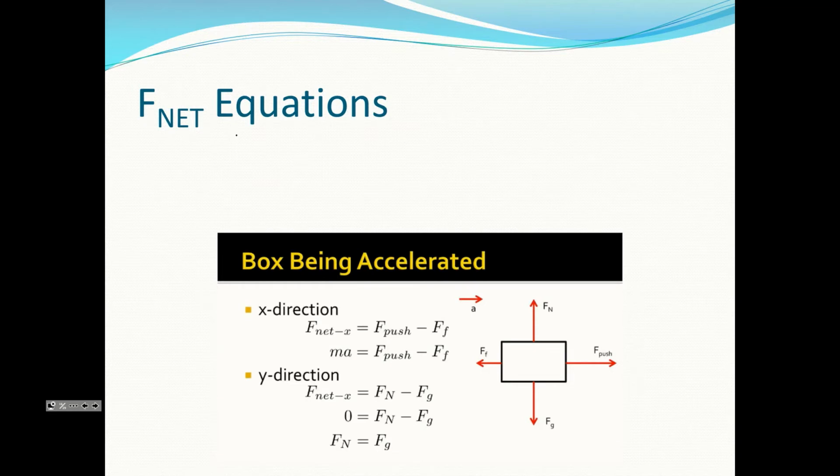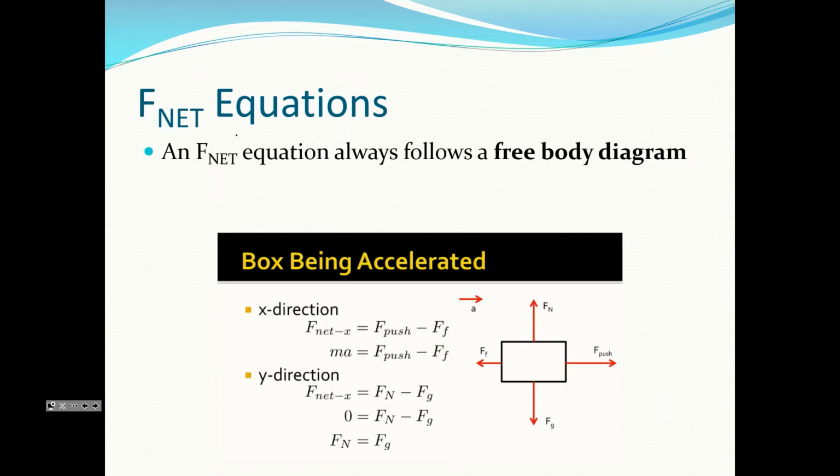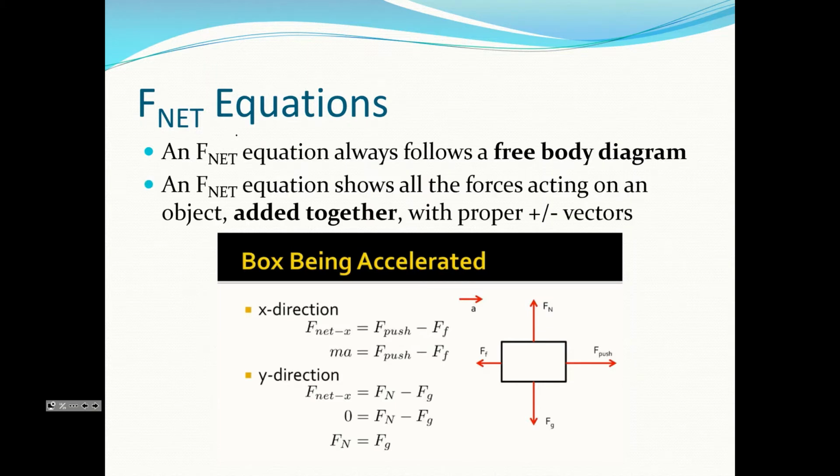So what we write is an FNET equation. Remember that net just means adding things up with all the positives and negatives included. An FNET equation always follows a free body diagram. An FNET equation shows all the forces acting on an object added together with proper plus minus vectors. Okay, so this is our free body diagram, right? They called it force push, because you can call it anything you want, but we're just going to keep our conventions the same. So we have force applied, force normal, force friction, force of gravity.